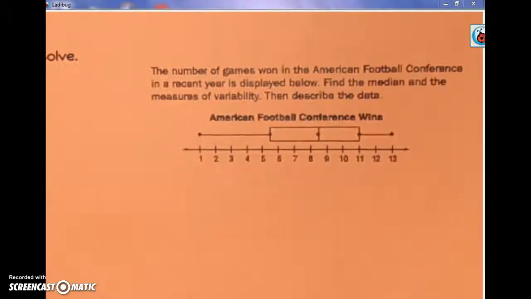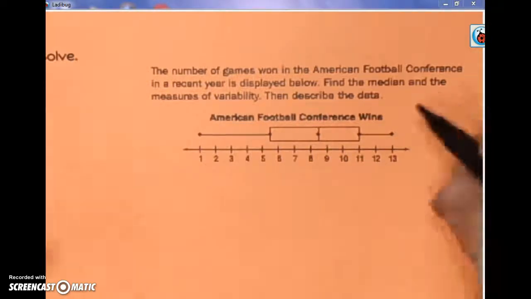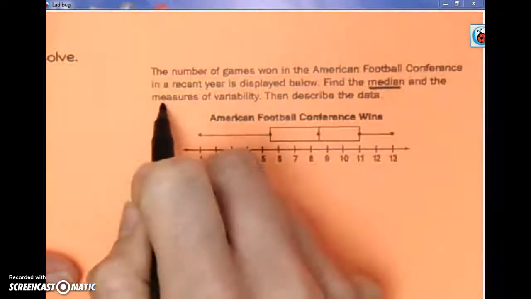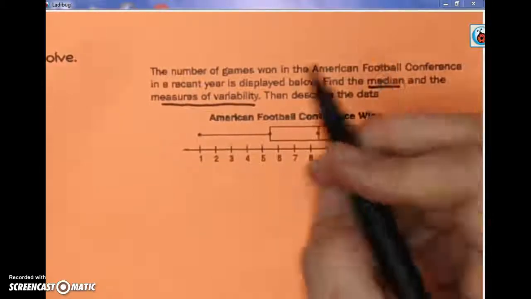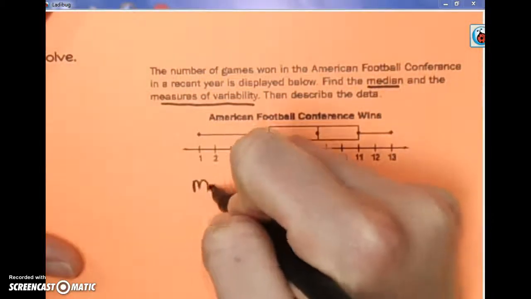So the number of games won in the American Football Conference in a recent year is displayed below, right here in this box plot. We're going to find the median and the measures of variability. Then we're going to describe the data. So let's do this together. First, we're going to find the median. So let's write down median.